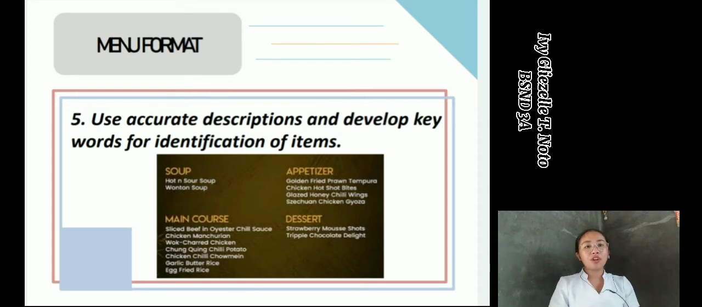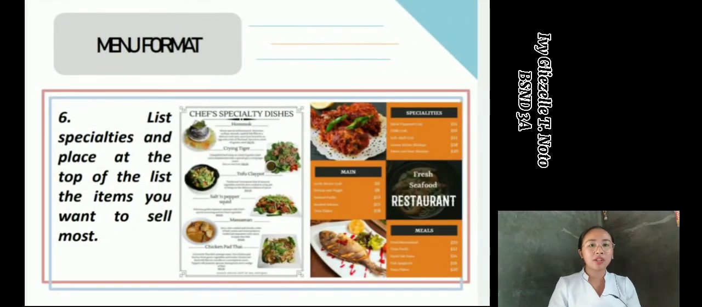Sixth, if your food establishment has special dishes, of course list all the specialties and other items not included in the three main courses and place them separately. Also, place at the top of the list the items you want to sell most.